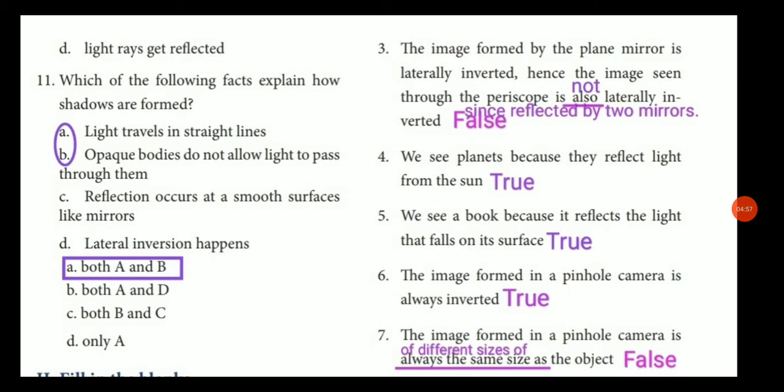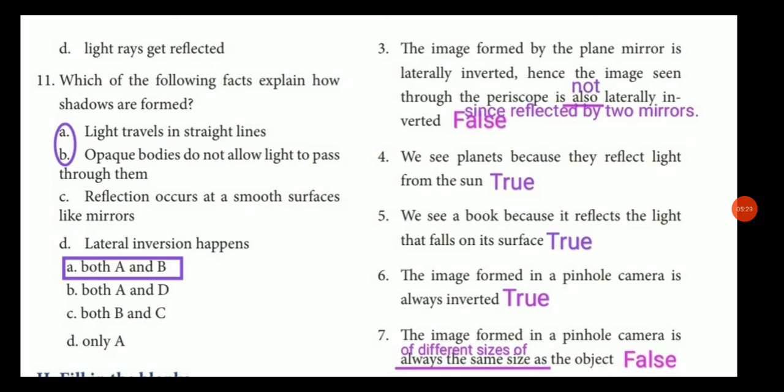Hence, the image seen through the periscope is also laterally inverted. But the statement that the periscope image is also laterally inverted is false, because how many mirrors are there in a periscope? There are 2 mirrors. So one causes lateral inversion and the other reverses it. So write this also: Not laterally inverted since reflected by 2 mirrors. When correcting the false statement, add 'since reflected by 2 mirrors'. Fourth question. We see planets because they reflect light from the sun.